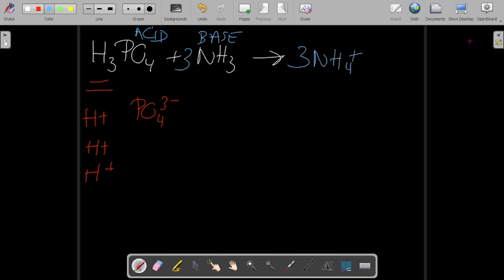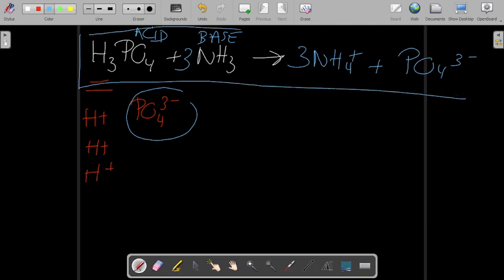NH4 positive, because it has become positively charged. What is left? This polyatomic ion. Put it here at the end, and you are done. That's a phosphate ion, and that is your answer. Just follow what we learned about acids and bases when you have a covalent base. Acid gives protons, base takes them, and then create the molecules that come out of doing that.